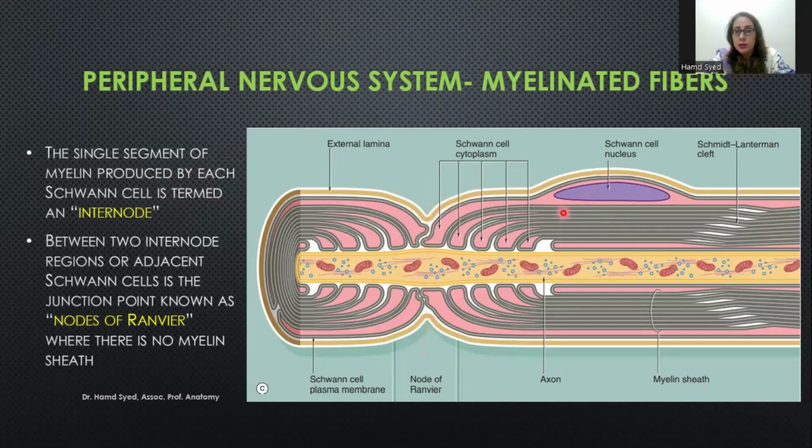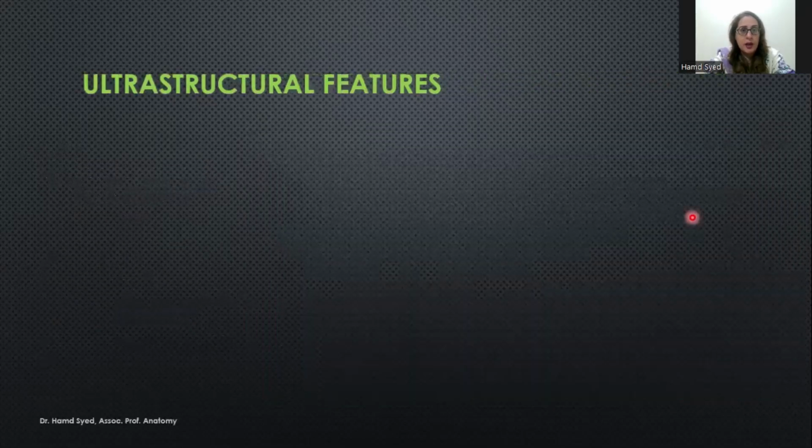Here you can see the multiple membranous layers of the Schwann cell that have formed the myelin sheath. And on the outer aspect will now be present the Schwann cell nucleus. Also, you can see the Schmidt-Lantermann clefts. We will be talking about them in the next slides.